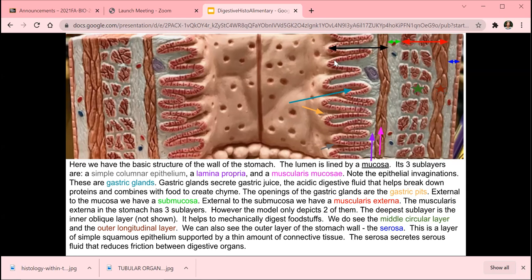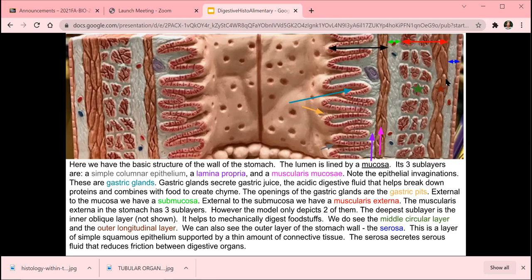You see that the epithelium invaginates into the lamina propria and makes gastric glands. And these gastric glands have openings to the surface. Their openings are called gastric pits. So the name of these openings is gastric pits. Then you can see the lamina propria and muscularis mucosa. After that, we have tunica submucosa. And then we have tunica muscularis externa.